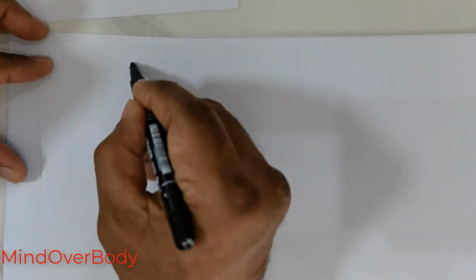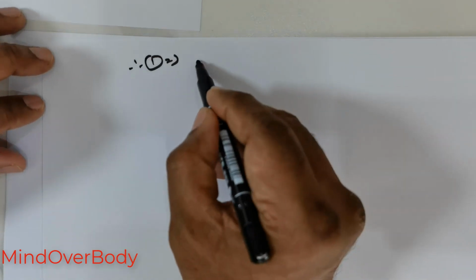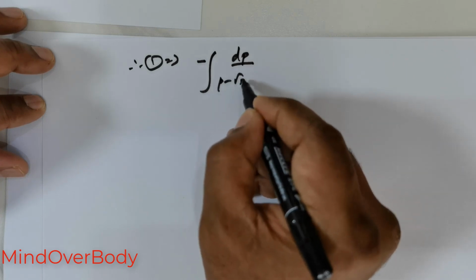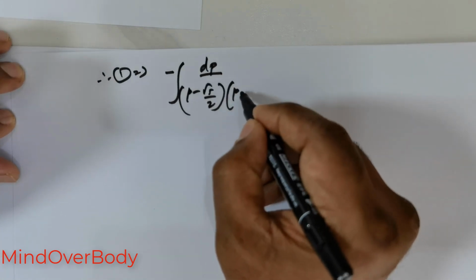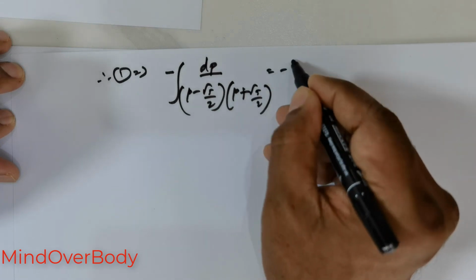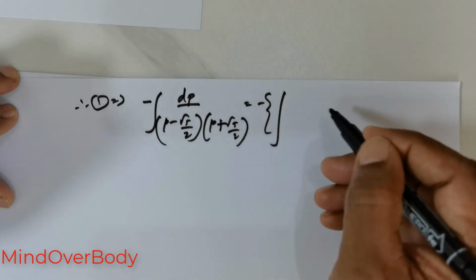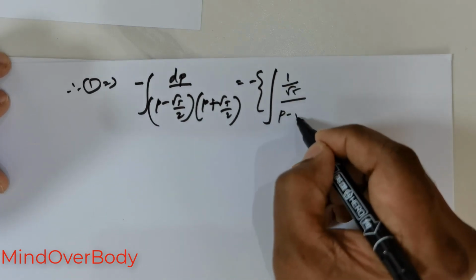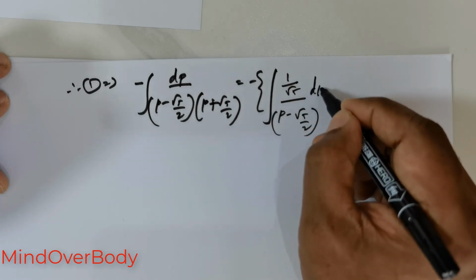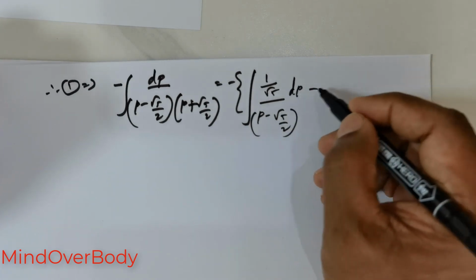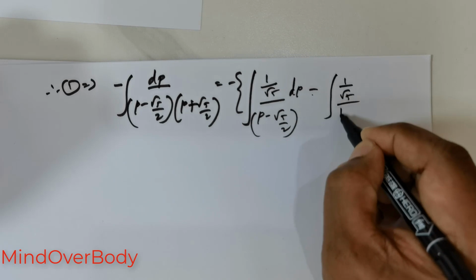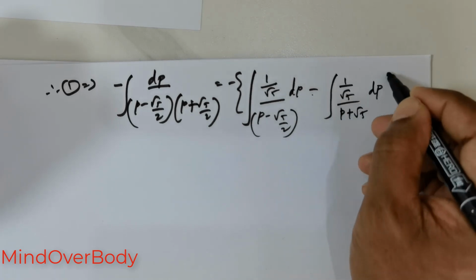If I take this as 1, I need to go to the next page. So therefore, 1 is rewritten as the integral of negative dp divided by (p minus root 5 over 2) times (p plus root 5 over 2), which is equal to the integral where my a is 1 over root 5 divided by (p minus root 5 over 2) times dp. My b is negative, so negative into positive will become negative. So integral 1 over root 5 divided by (p plus root 5 over 2) times dp.